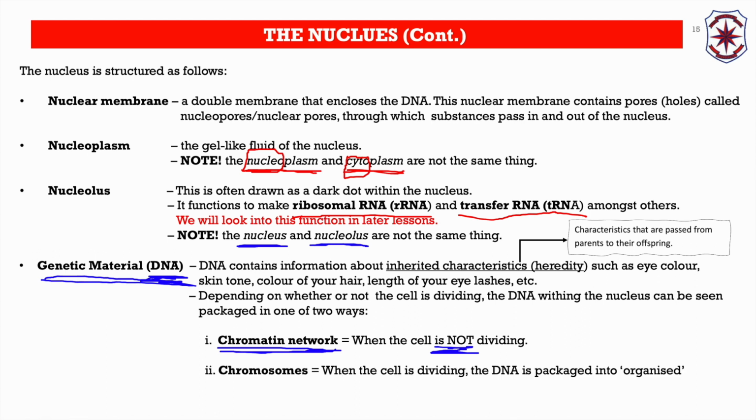And when the cell is dividing, the genetic material will be packaged in structures that are called chromosomes. Now, when we observe the nucleus of a cell and we see structures called chromosomes, we know that that cell is now dividing.